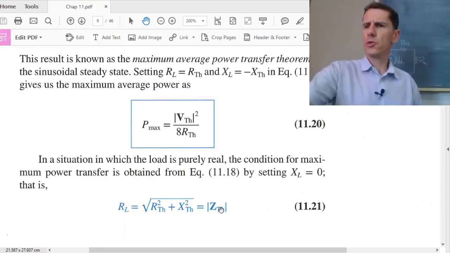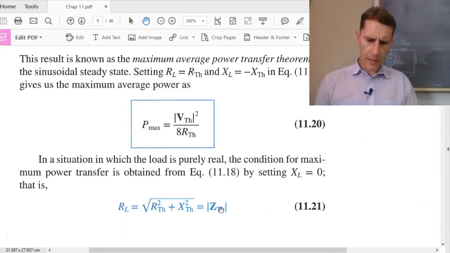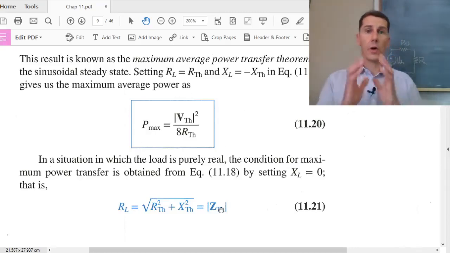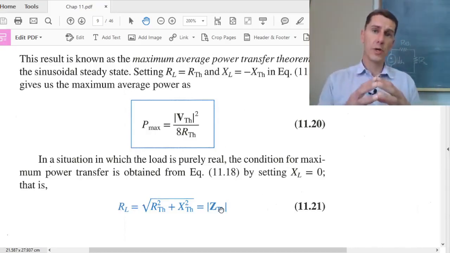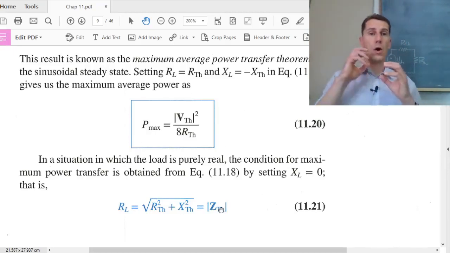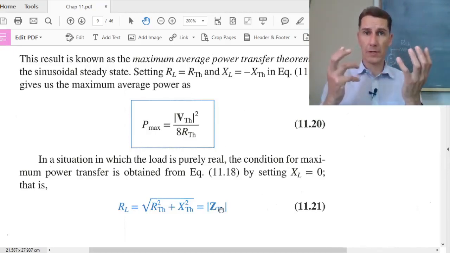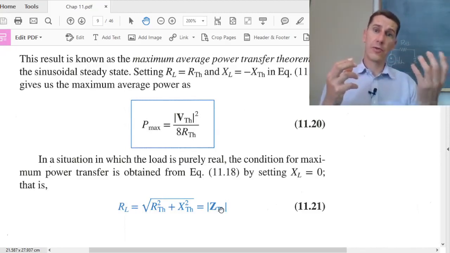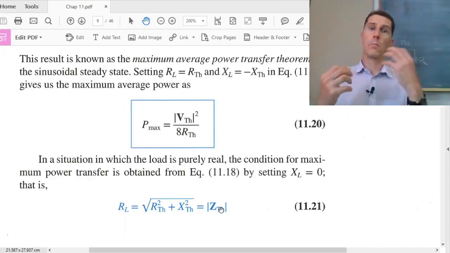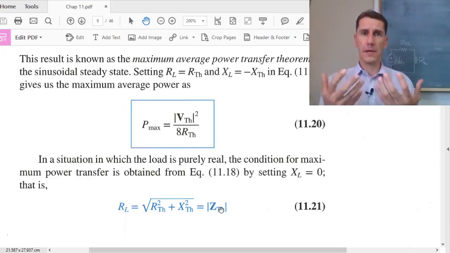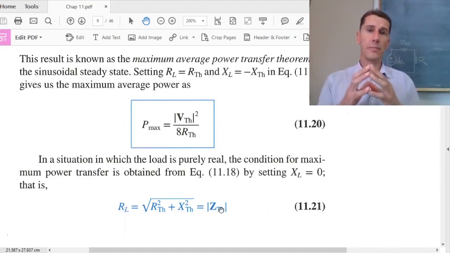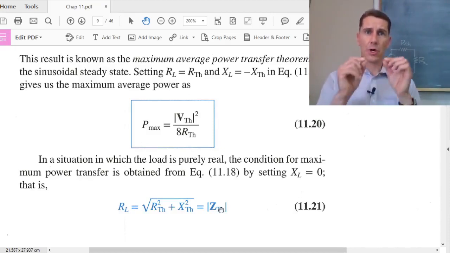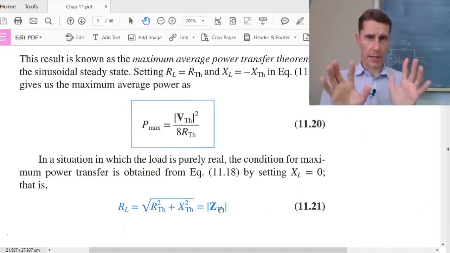Okay, so you've got two scenarios here that I want to point out. Scenario A is where your load impedance has both an R and an X component. In that case, your R load must equal R Thevenin and X load must equal minus X Thevenin. Scenario B, where your load impedance ZL equals RL, 0 XL.